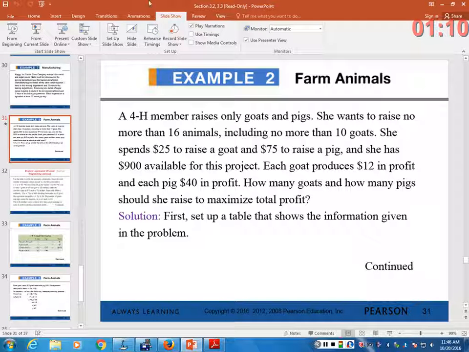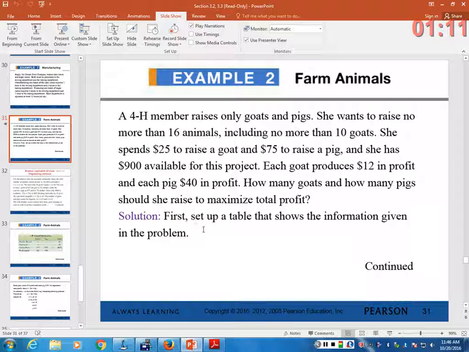So you have a 4-H member that raises goats and pigs, and she wants to raise 16 animals, no more than 10 goats. So no more than 16 animals. She's willing to raise less. She spends $25 to raise a goat and $75 to raise a pig, and she has $900 to spend on her project. Every goat produces $12 in profit, and every pig produces $40. How many goats and how many pigs should she raise to maximize her profit?